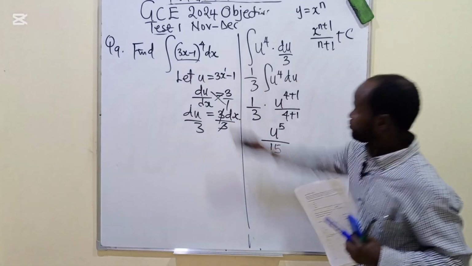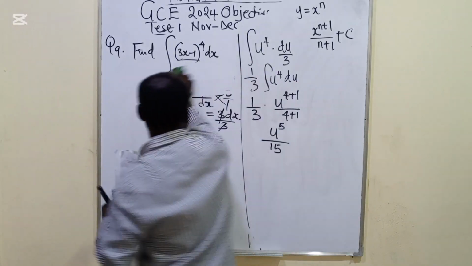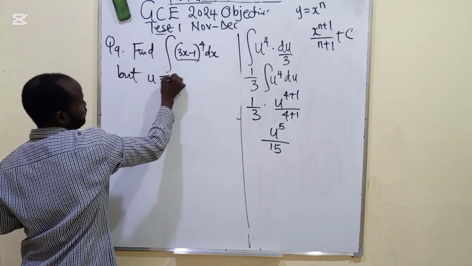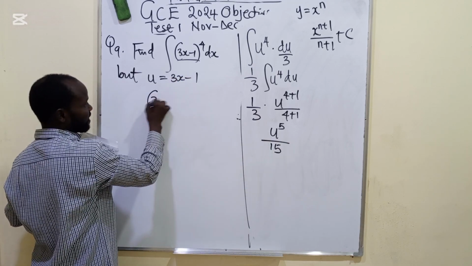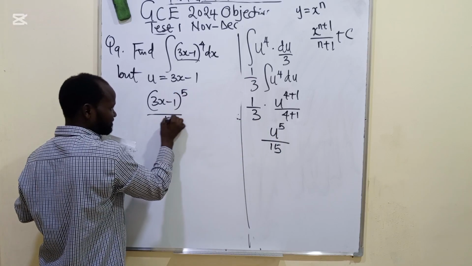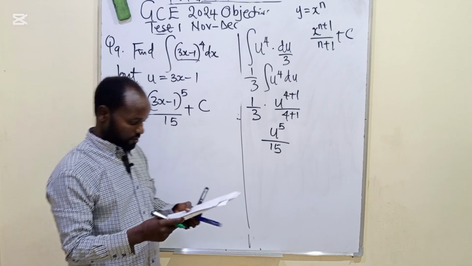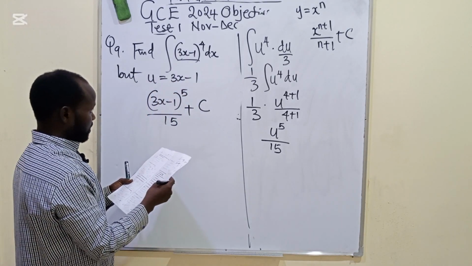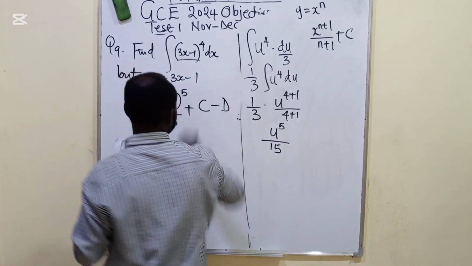But what was our u? We say u is 3x minus 1. So we substitute. Let me move here. But u is nothing but 3x minus 1. So we plug it into this. So we have (3x minus 1) power 5 divided by 15, plus the constant of integration. So the correct option here is option D. The correct option is option D.